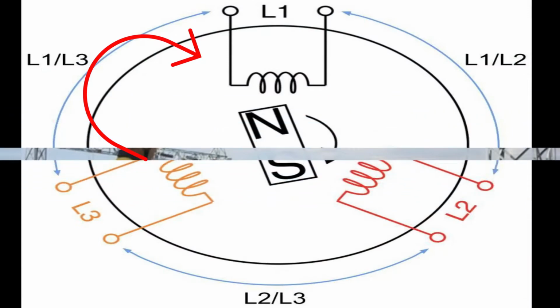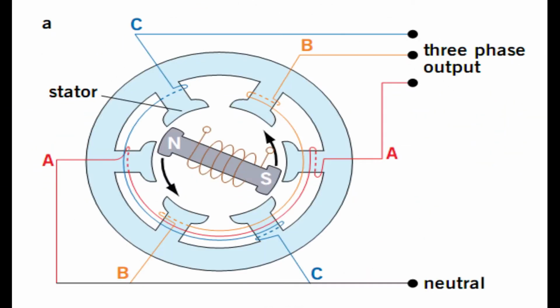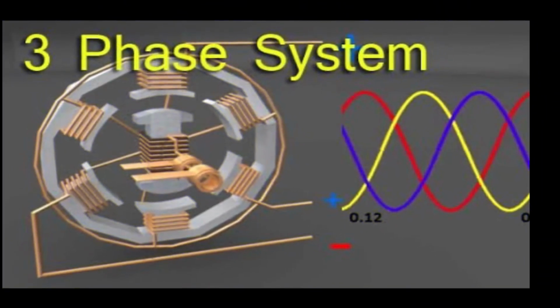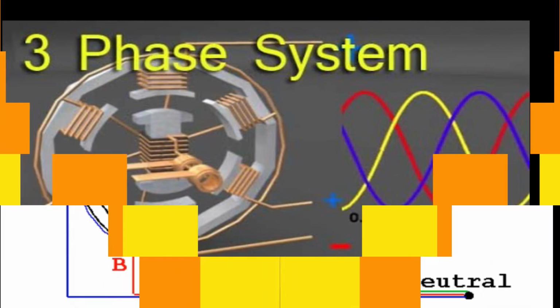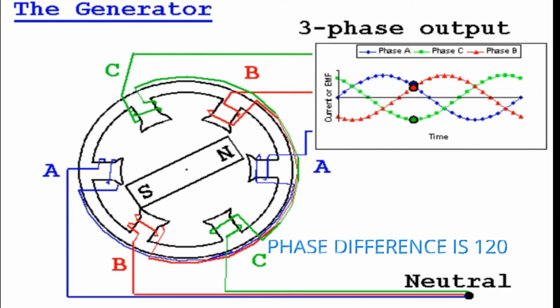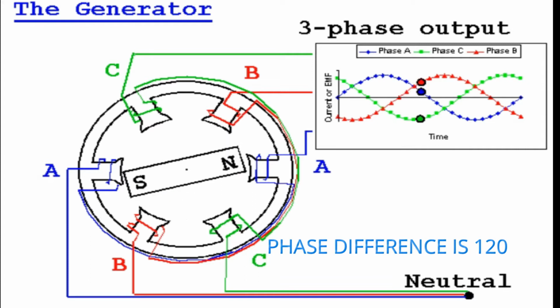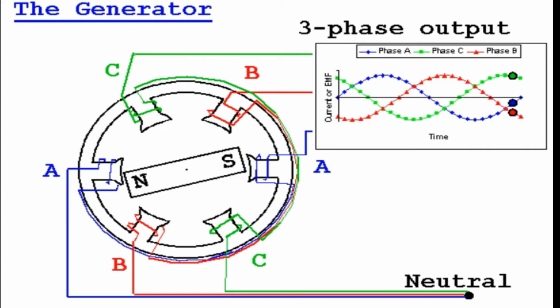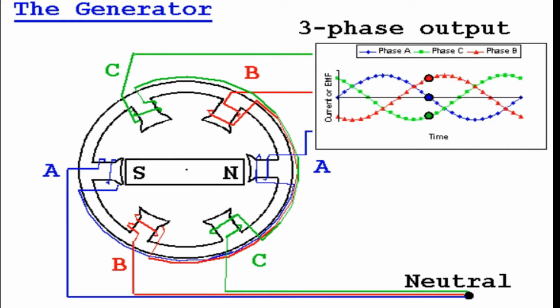Now as we are using 3 coils instead of 1 and a magnet which is moving, the angle between these 2 coils would be 120 degrees. So there would be a phase difference of 120 degrees between the consecutive waves obtained for a particular value.